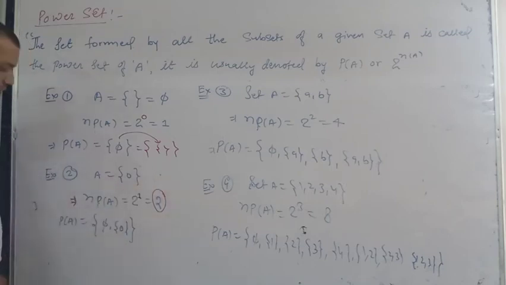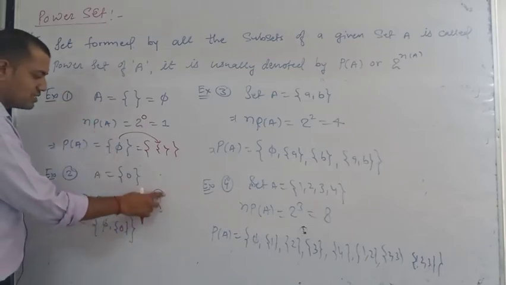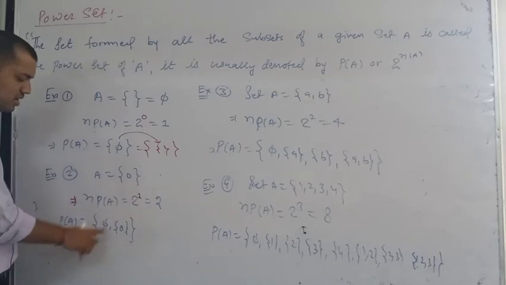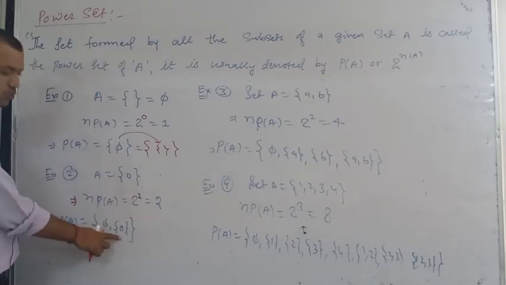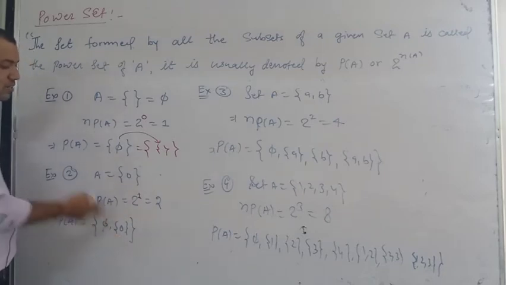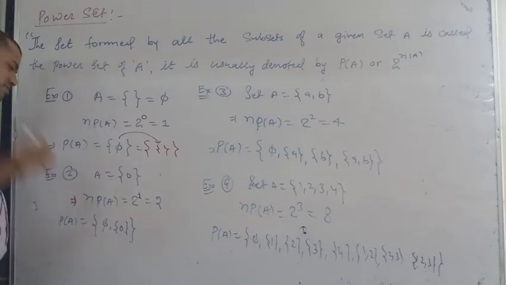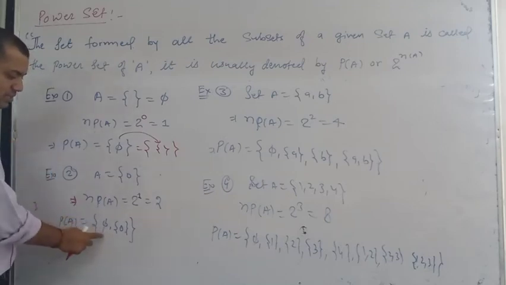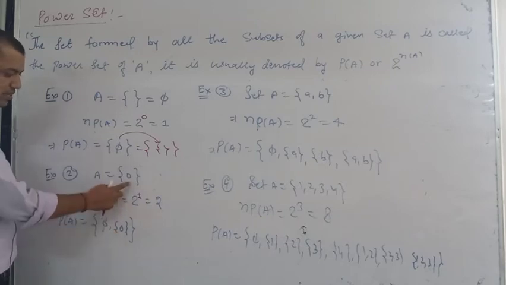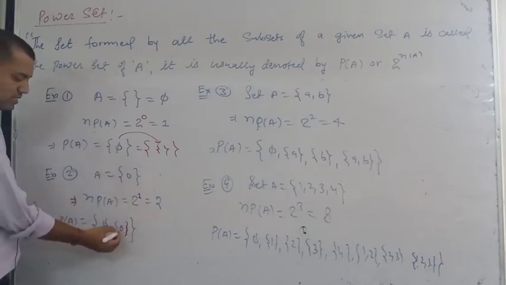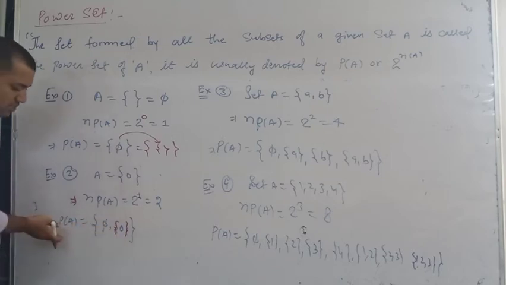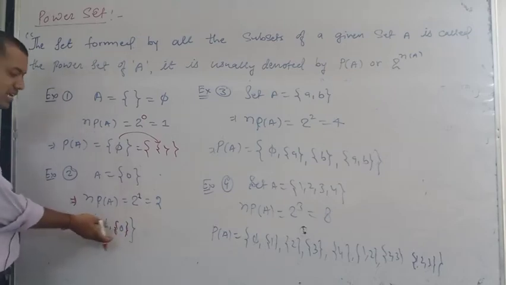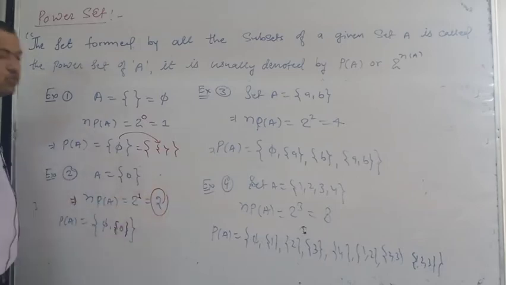Now how do we represent P(A)? P(A) contains 2 subsets. The first is phi and the second is 0 itself. Phi is the null set, and null is a subset of every set. When we write the subsets, firstly we write phi, since phi is a subset of every set. The second one is 0, which makes a subset of 0, represented by these 2 curly braces. So the power set contains 2 subsets, first phi and second {0}.